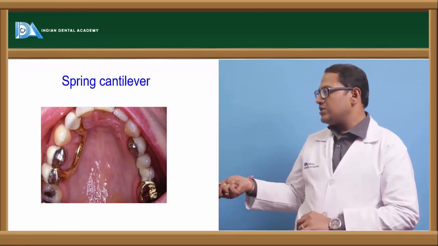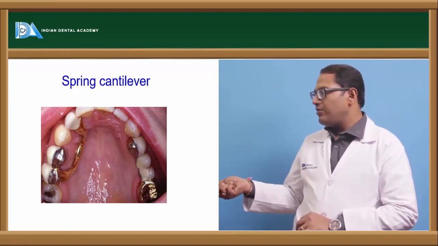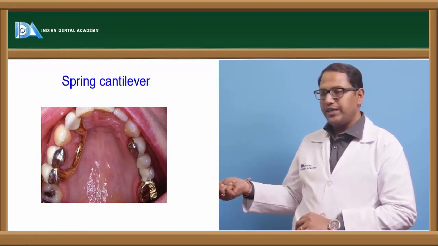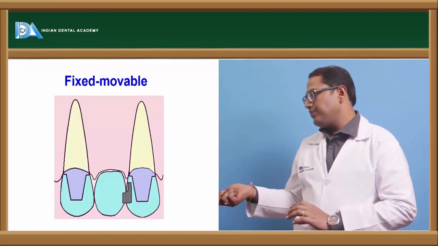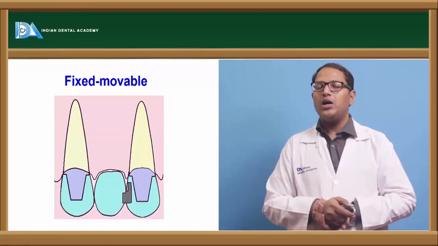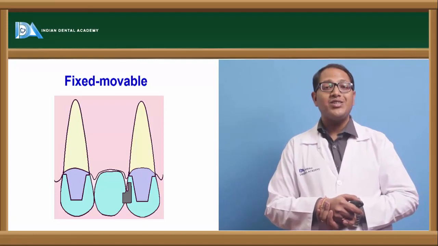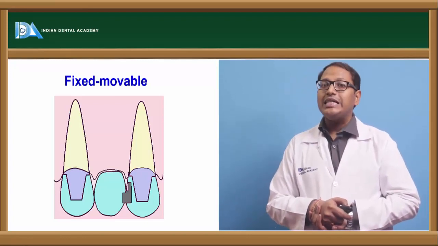See, the retainer is over here and with the help of a bar, we are giving this pontic. So this kind of restoration is called spring cantilever. Fixed movable. How will the thing be movable? Then it has to be a non-rigid connector, like a tenon mortise connector.